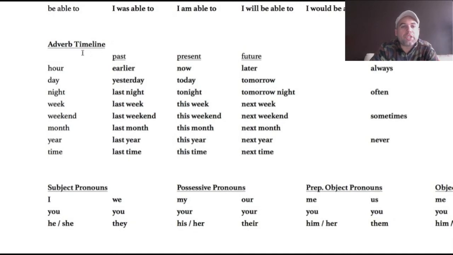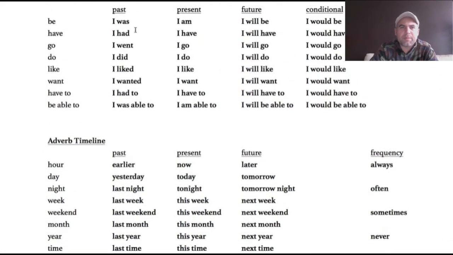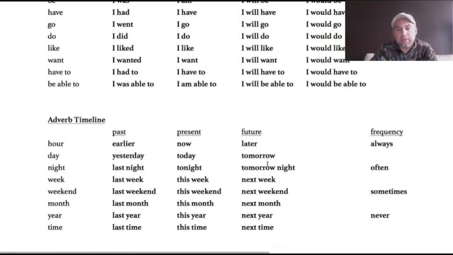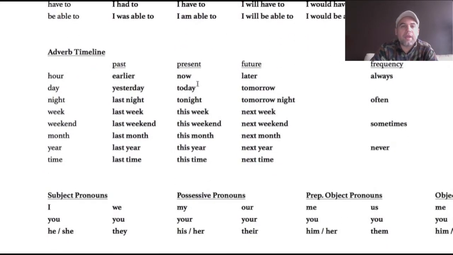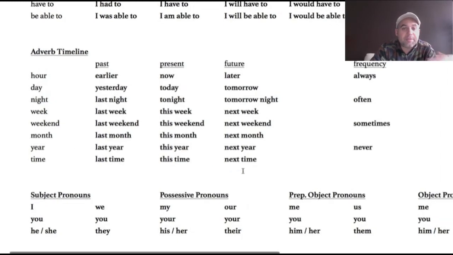Okay, and so I've got here your past, present, future adverb scheme, which goes by the hour level, day, night, week, weekend, month, year, and time level. So on the hour level, past, earlier, now, later. For example, I was home earlier, I was at work earlier, I am at home now, I will be there later, and so on and so forth, right? Yesterday, today, tomorrow. On the night level, last night, tonight, tomorrow night, last week, this week, next week, last weekend, this weekend, last month, year, last time, this time, next time.